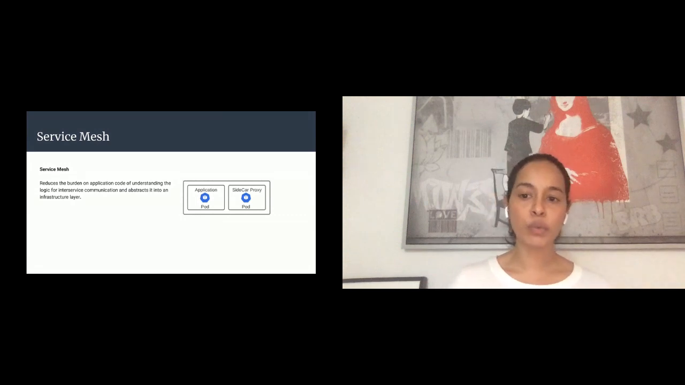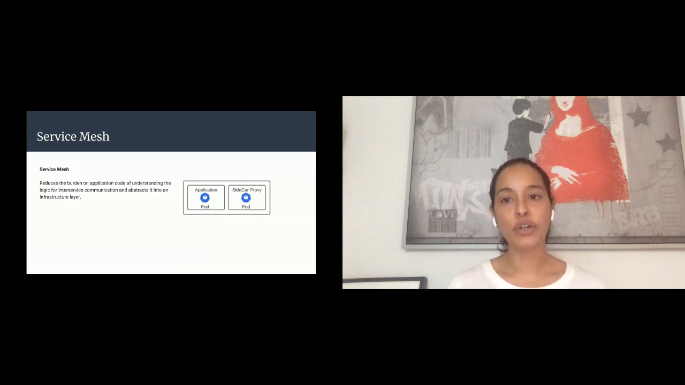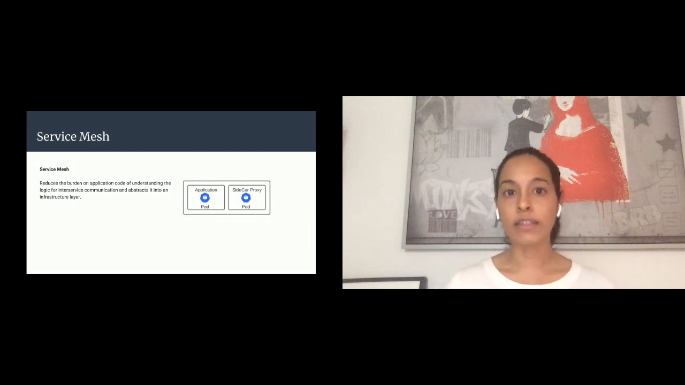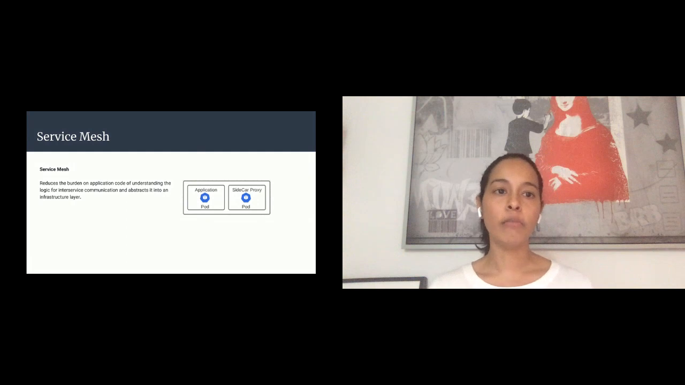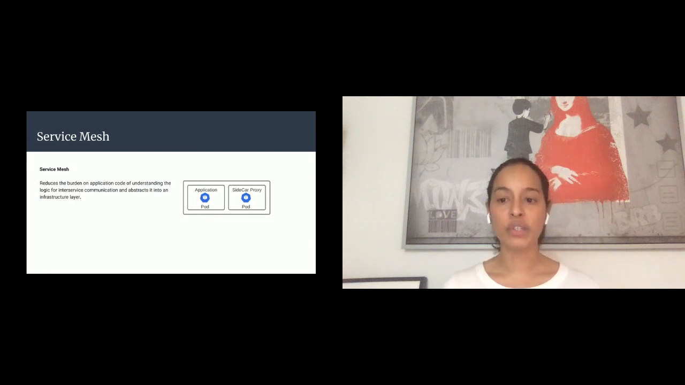So we run a service mesh. What is a service mesh? It reduces the burden on the application code by offloading the logic of inter-service communication and abstracts it into an infrastructure layer. If you think about the microservices world, everyone talks about how your service should have one responsibility, it should do it well, and that's it. So think about all the other things a service needs to do. It needs to have retry logic, rate limiting, etc. You can put all of those, yes, into libraries, or you can choose to offload it to a service mesh.